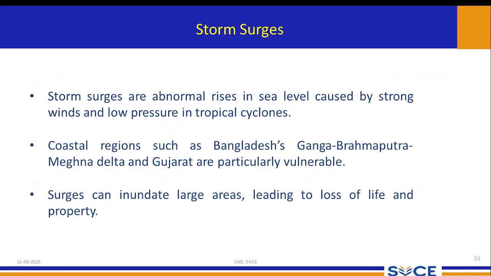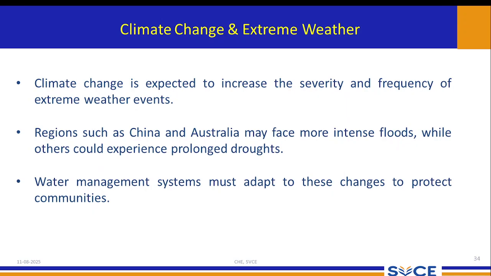Storm surges. Storm surges are abnormal rises in sea level caused by strong winds and low pressure in tropical cyclones. Coastal regions such as Bangladesh, the Ganga-Brahmaputra-Meghna Delta, and Gujarat are particularly vulnerable. So because of that, the water level rises and these areas are affected. Surges can inundate large areas, leading to loss of life and property.